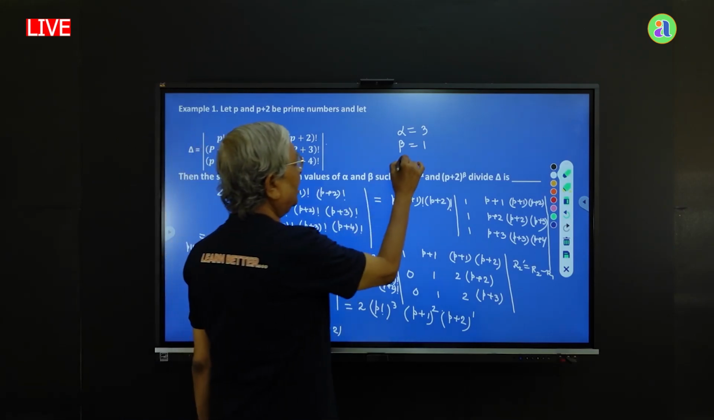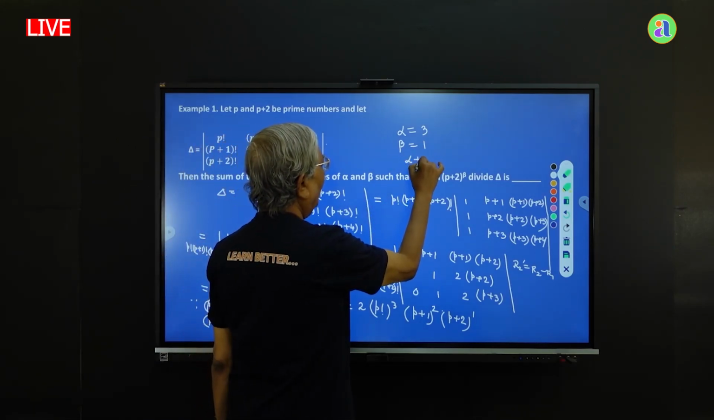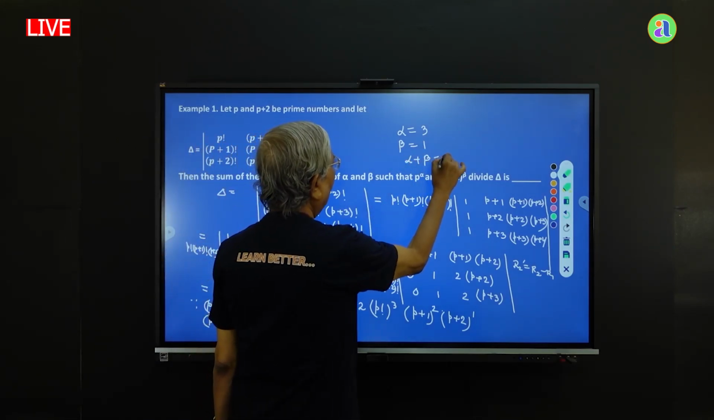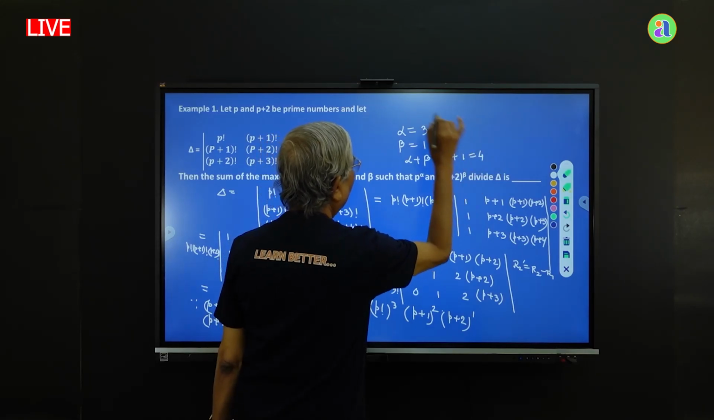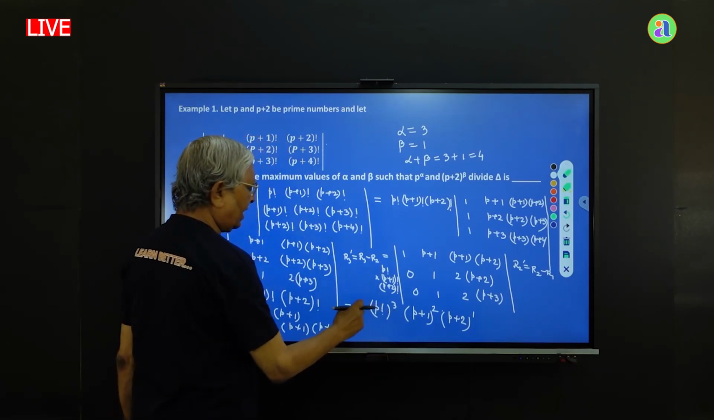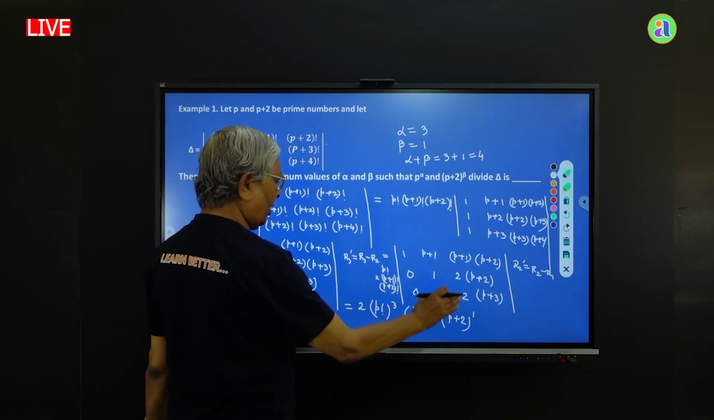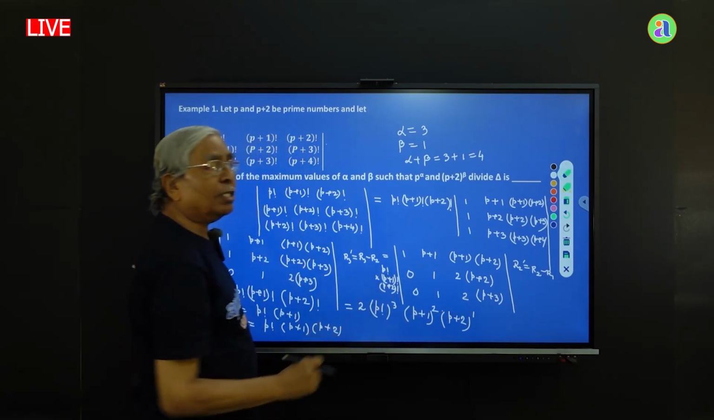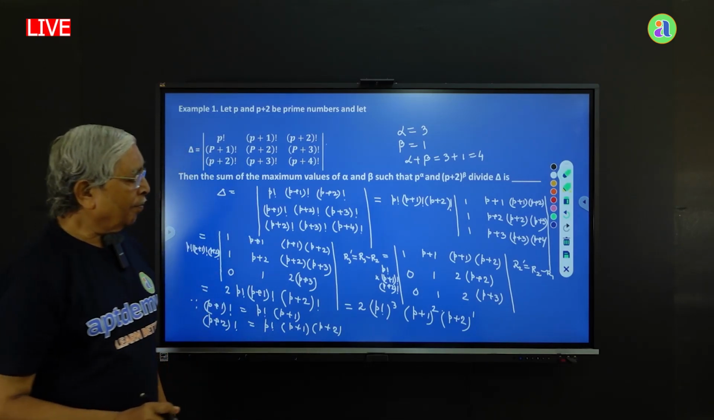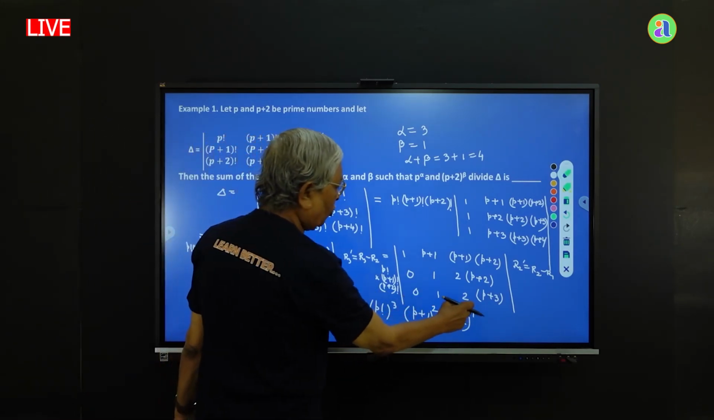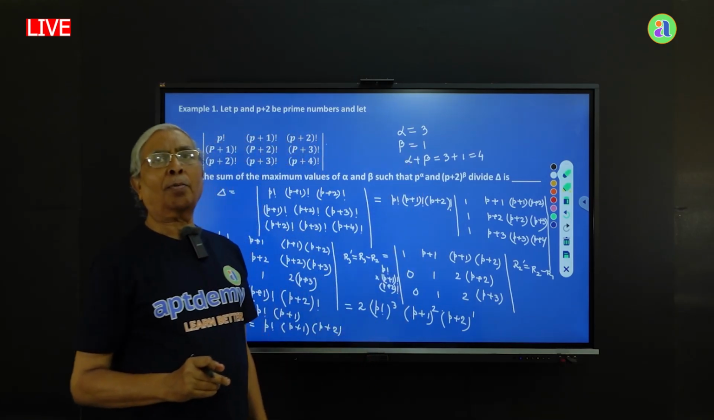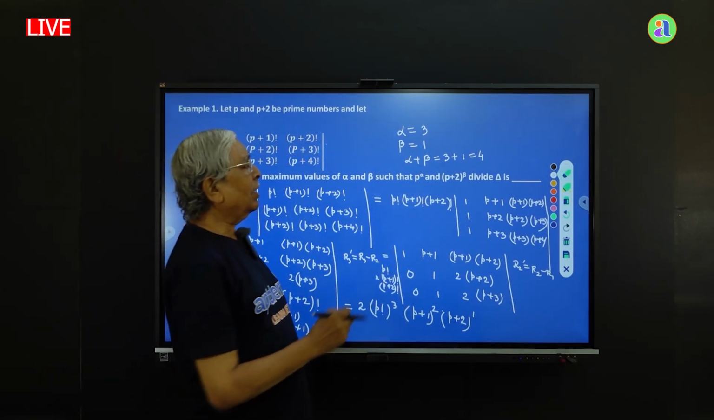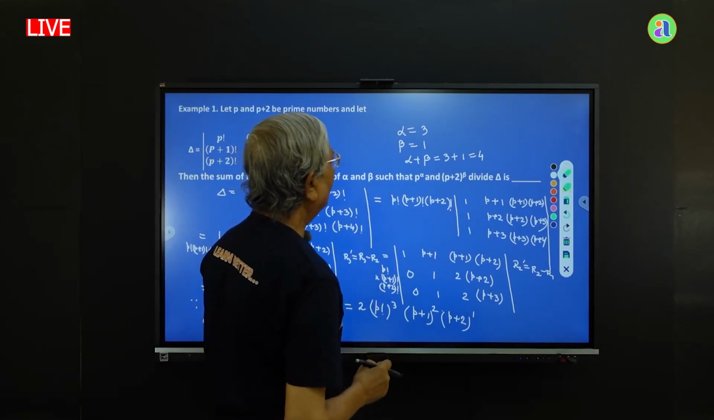So alpha plus beta is equal to 3 plus 1, which equals 4. This is our factorization: p to the power 3 into something. As the factorial of p's is 1, 2, up to p, the power of p plus 2 whole to the power 1, so the value of beta is 1 and the value of alpha is 3. So alpha plus beta equals 4.